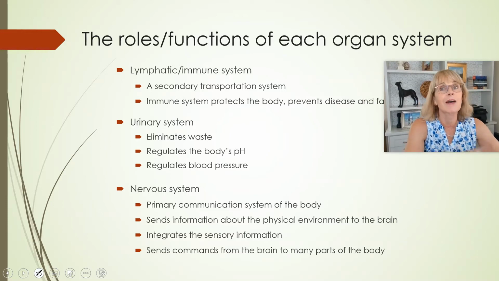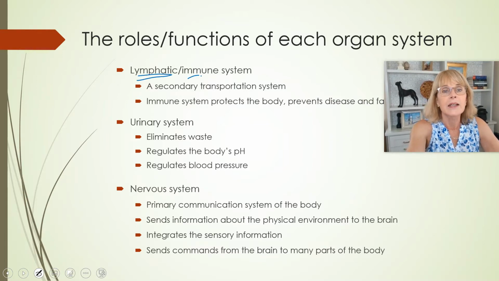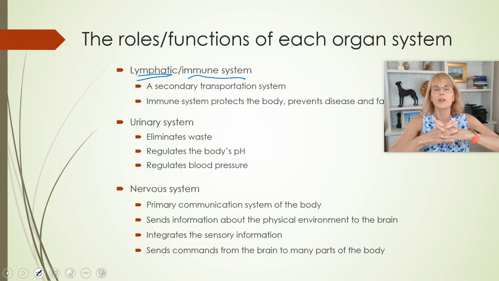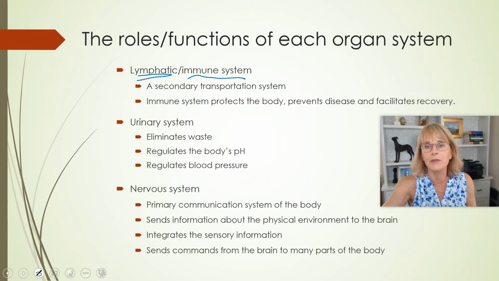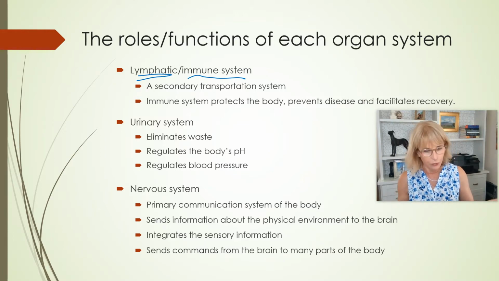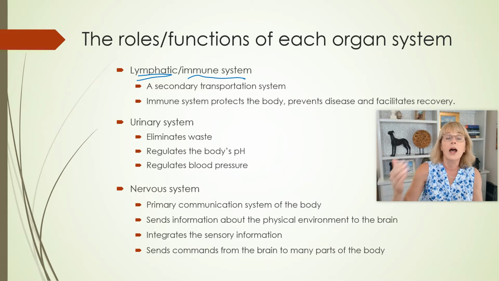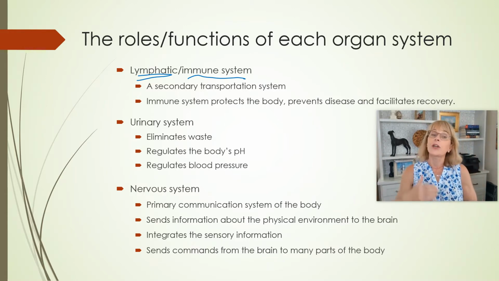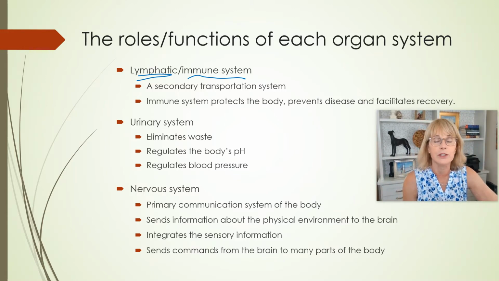The human body does have a secondary transportation system, and that secondary transportation is the lymphatic system. And the lymphatic system usually gets put in the same chapter with the immune system. The immune system, though, is a little bit different. The immune system is the part of your body that would respond to a vaccine, like the COVID vaccines that you got. It's also the part of your body that prevents diseases, like preventing you from getting COVID, or allows you to recover if you do get sick. So that's the lymphatic and the immune system.